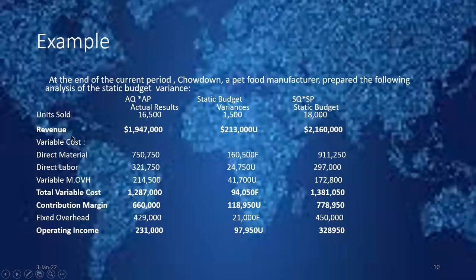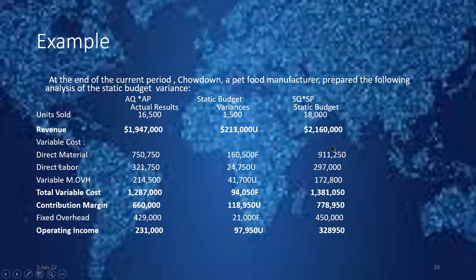So if you will compare, let's say your revenue was 2.16 million. That was budgeted, but actually it came 1947. Is it good or bad? Revenue actual is less. Good or bad? Of course, it's bad. It's unfavorable variance, right? How much unfavorable variance? 2,160,000 minus 1,947,000. It means 213,000 unfavorable variance.